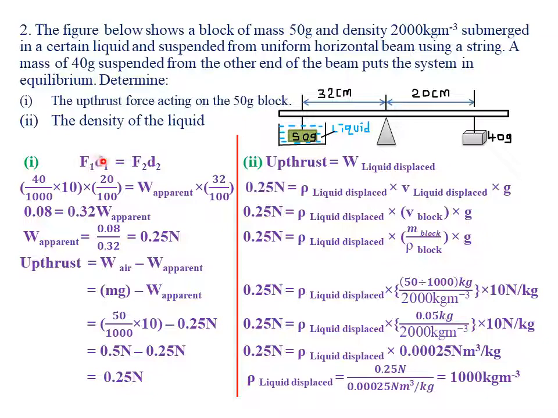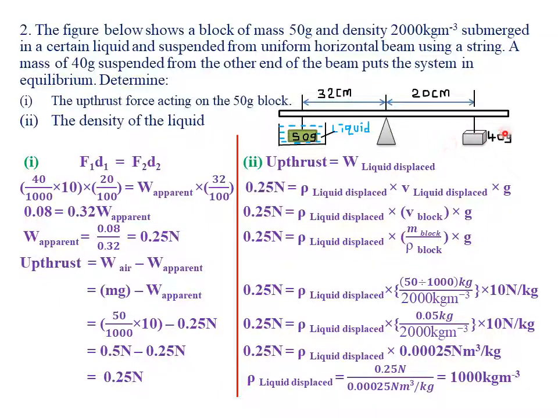So F1 and D1 would represent the sum of our clockwise moments, which will be the force due to the 40-gram mass and the perpendicular distance of 20 centimeters from this particular pivot. So our force F1 will be, we convert the 40 grams into a force. We know that force is equal to mg. So the mass is 40 grams. To change into SI unit, we divide by 1000, times 10.